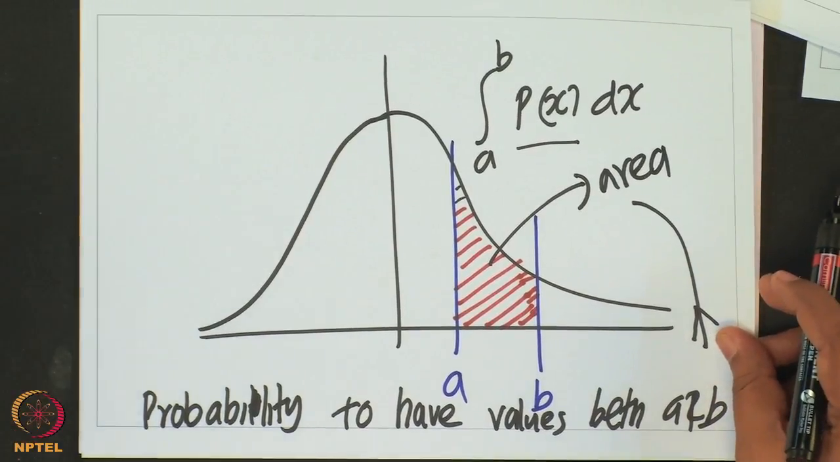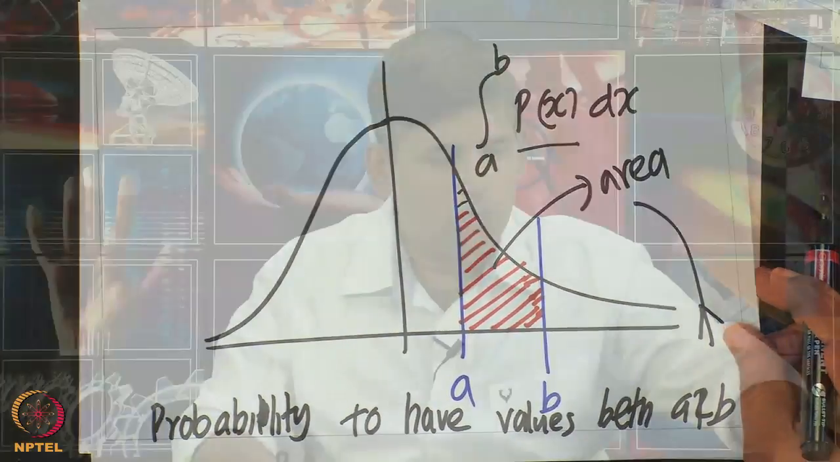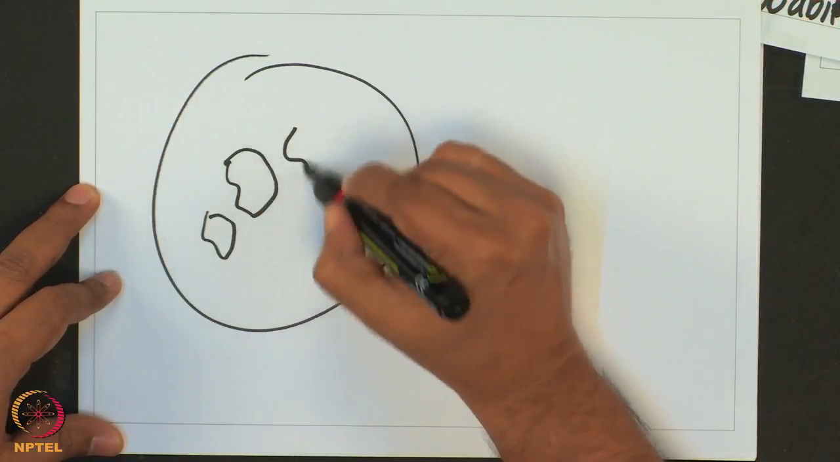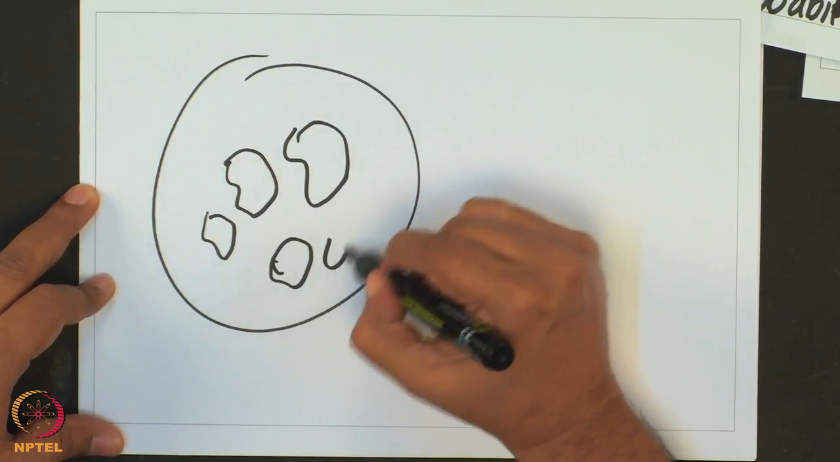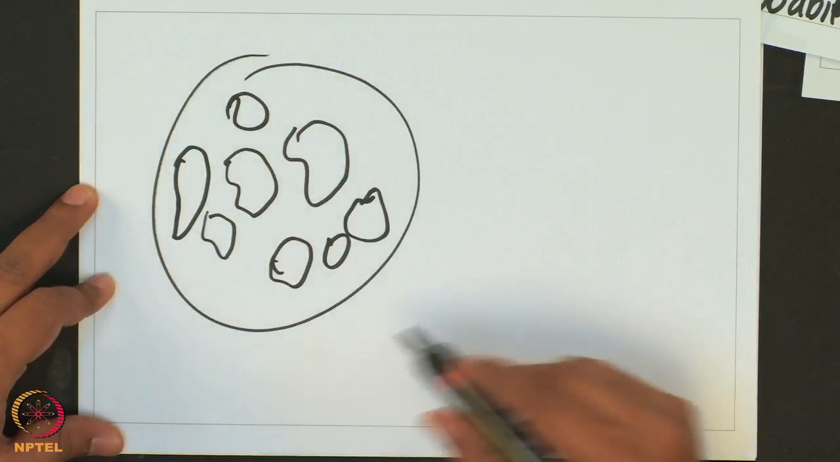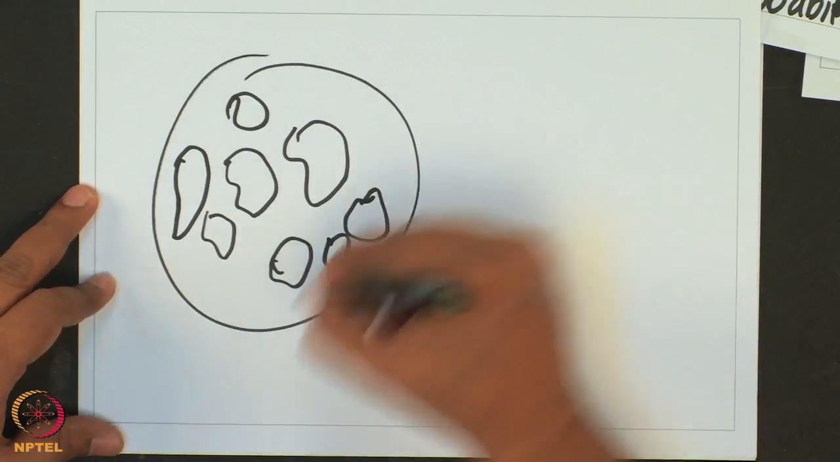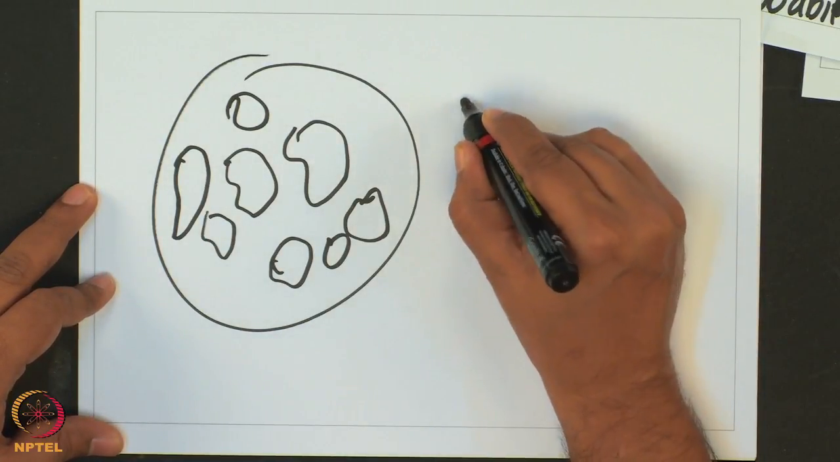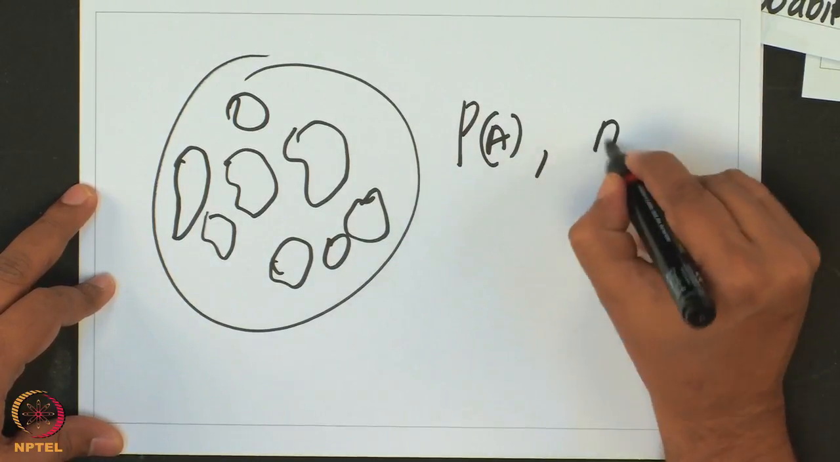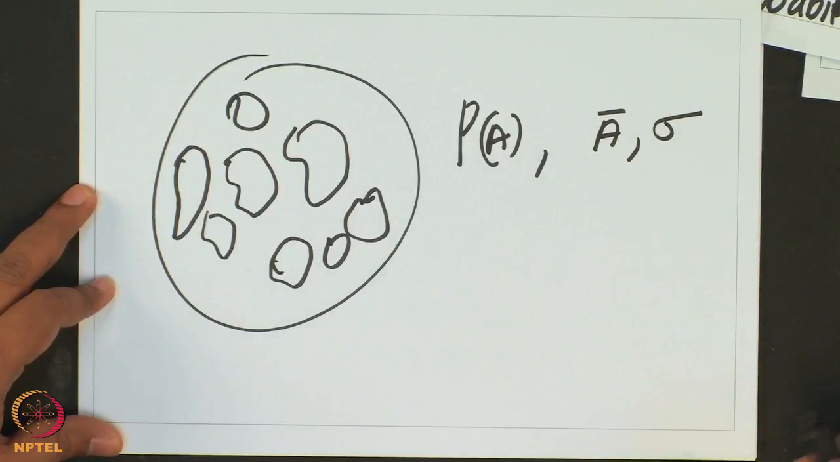So, let us take an example. Imagine that you have a bunch of cells. So, again let us go back to the experiment. We have a bunch of cells, and let us say we are measuring the area of each of these cells, and if we plot this area, p of a, that is what we are plotting, and the mean is a bar and the standard deviation is sigma.